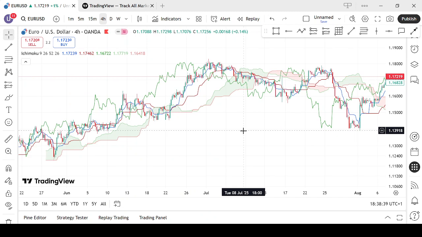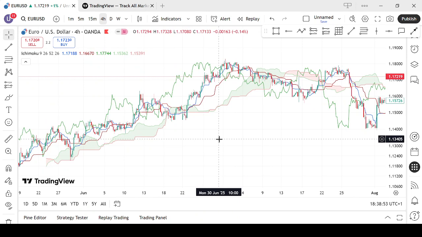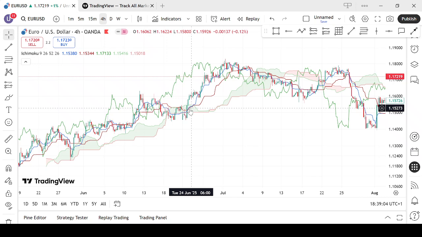The Tenkan Sen and the Kijun Sen line act as dynamic support and resistance levels. These lines adapt to market conditions, providing traders with valuable insight into short-term and medium-term price movement. When these lines cross, they generate potential trading signals that many traders use to enter or exit the market. As you can see, these are the lines here, these two lines at this area.